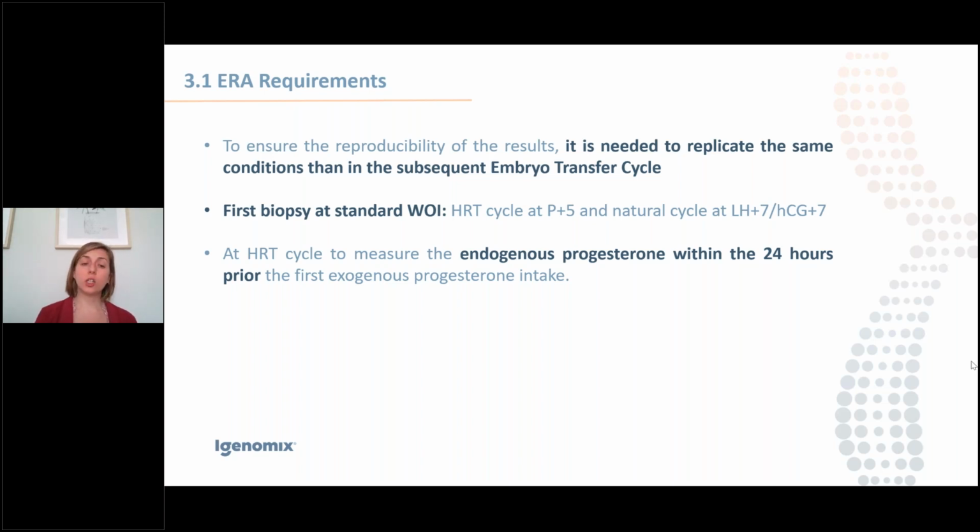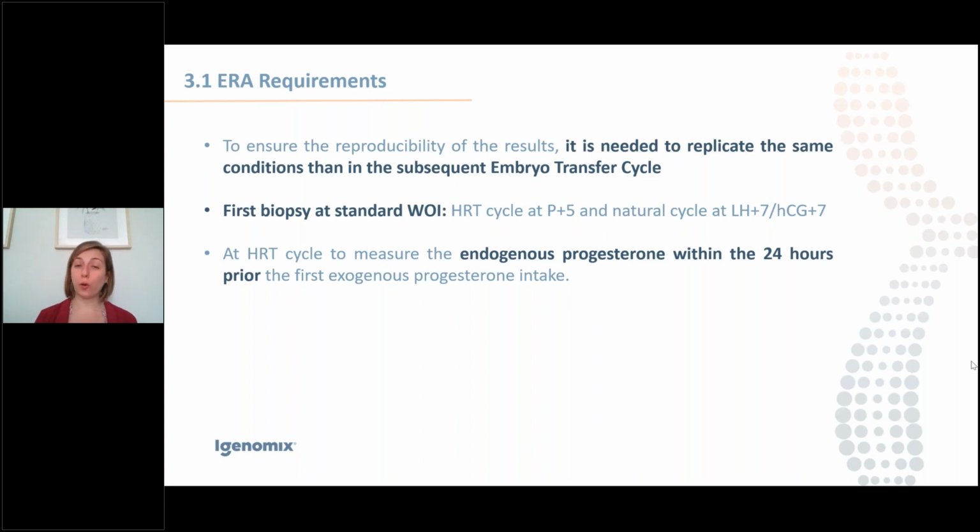But we are aware that there are some recent publications talking about a threshold of endogenous progesterone level on the day of the transfer, and that if the level is below that threshold, the clinical outcome could be affected. So our recommendation is, if you use ERA to guide the transfer and you are going to perform the transfer, for example, at P+5, but you find that on that day the endogenous progesterone level is below the threshold that you consider, you can increase the progesterone dose, but on the subsequent day to the embryo transfer. I mean, if you transfer the blastocyst at P+5, then you could increase the progesterone dose on the following day, at P+6.